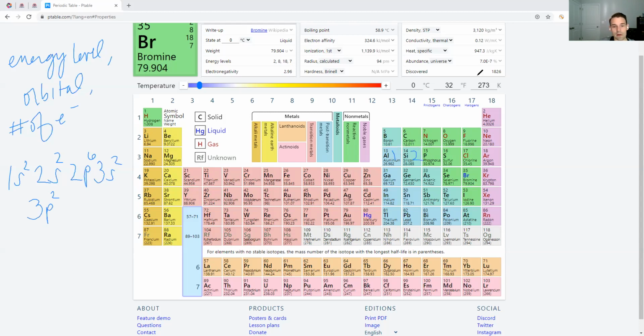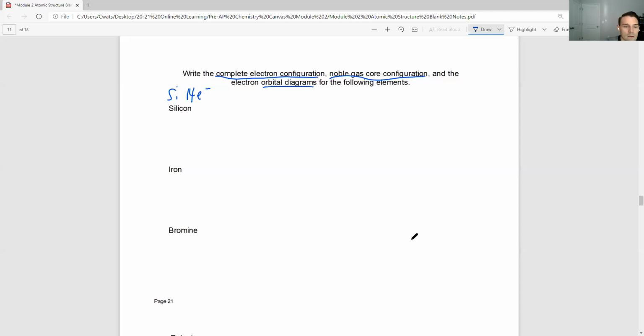So let's go back here, and I'll rewrite this here. 1s2, 2s2, 2p6, 3s2, 3p2. Wonderful. That's the complete. Next is the noble gas core configuration, which is a shorter way of doing it.